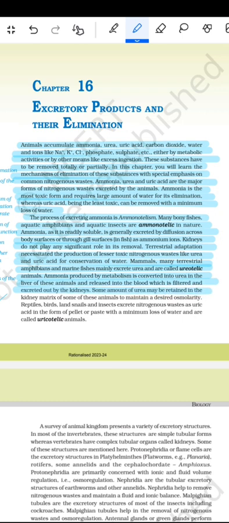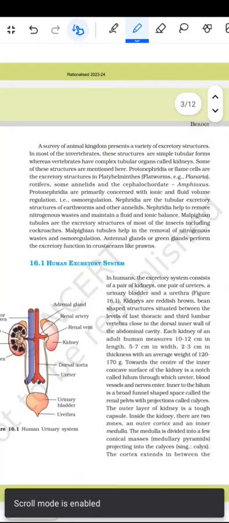Some amount of urea may be retained in the kidney matrix for some of the animals to maintain a desired osmolality. Reptiles, birds, land snails, and insects excrete nitrogenous waste as uric acid in the form of the pellet or the paste with a minimum loss of the water and are called as the uricotelic animals.